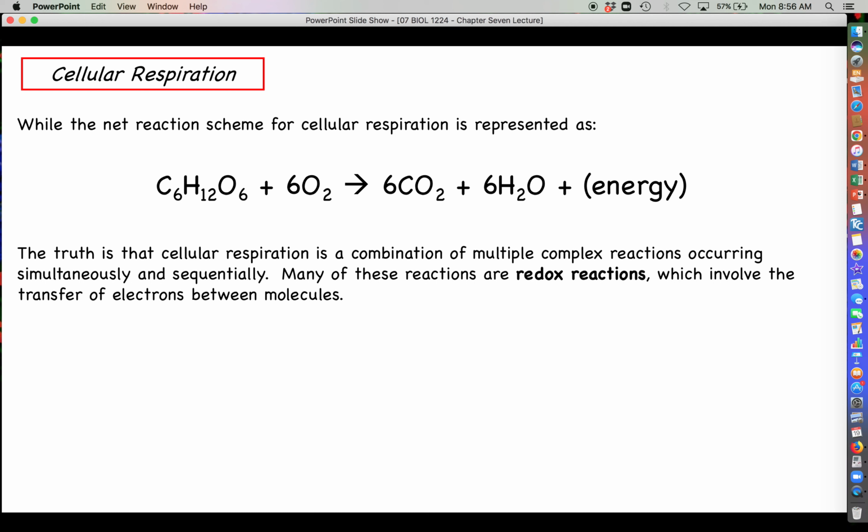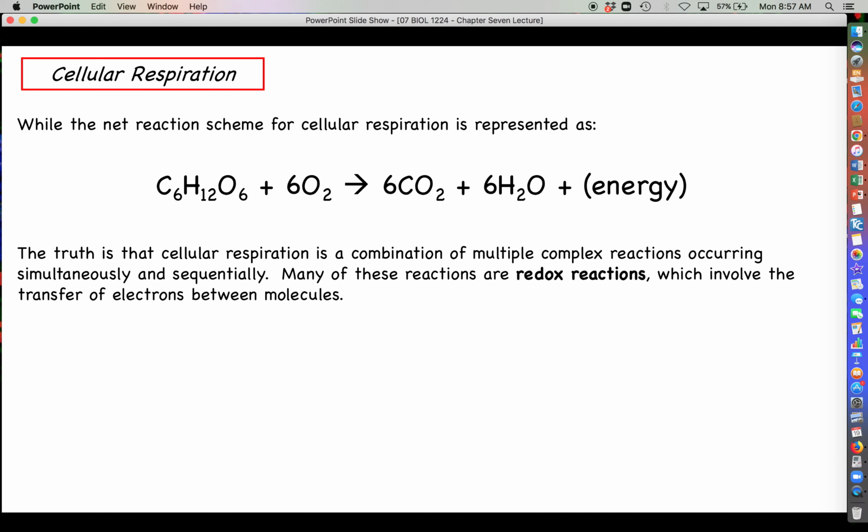So, if you look at this reaction, it is being depicted as one chemical reaction, and that is actually not what happens in cellular respiration. That is the net reaction scheme. If you were to add up all the chemical reactions that happen during cellular respiration and cancel out everything that is on the reactant side of one process and the product side of another, this is what you would end up with. So this is a simple way of representing cellular respiration.